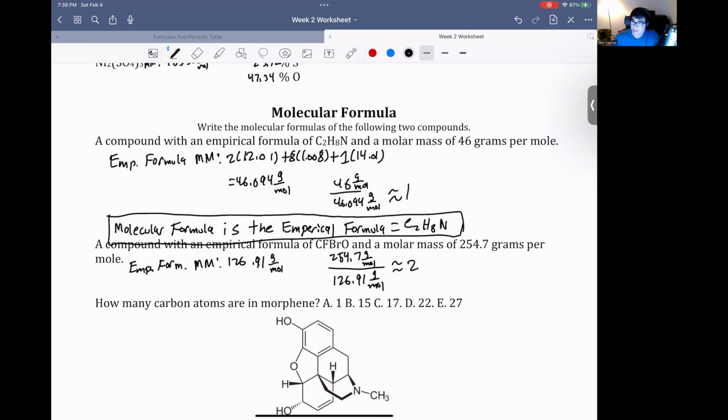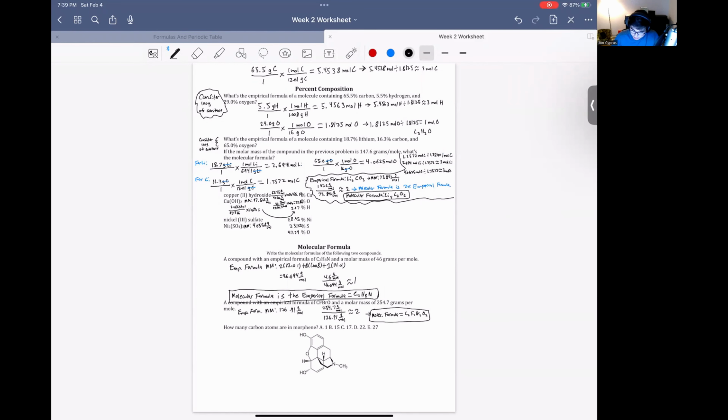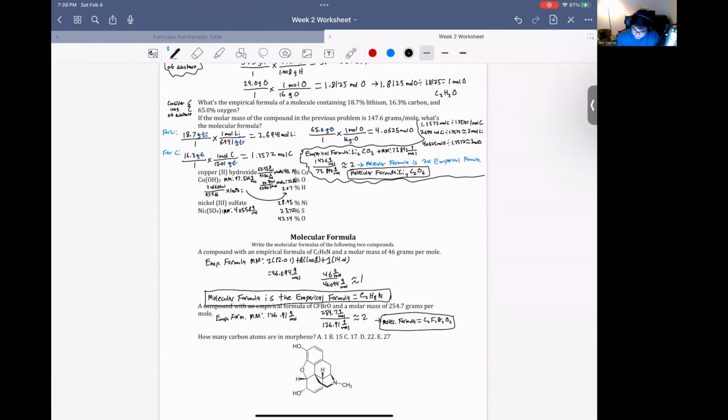Right. Now that means that the empirical formula is about half of the molecular formula. So the molecular formula is C2F2Br2O2, right? We're just taking everything and multiplying it by 2. Okay. All right. I should have squared that.